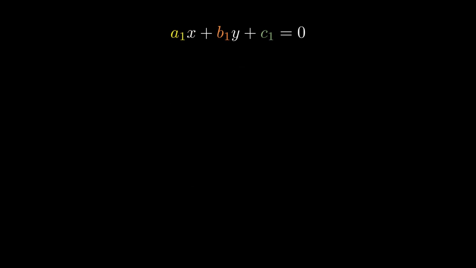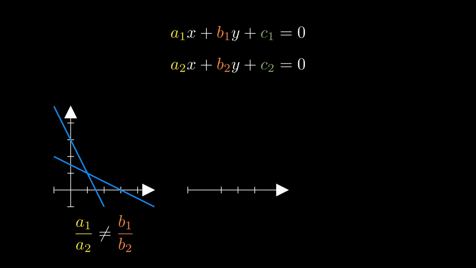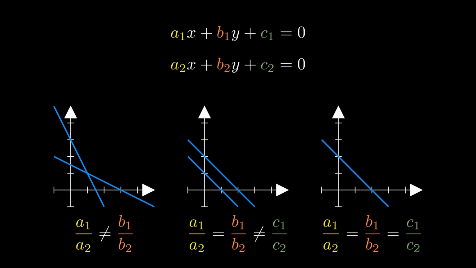When solving a system of linear equations, there are three possible cases. When a1 over a2 is not equal to b1 over b2, we get a pair of intersecting lines. When a1 over a2 is equal to b1 over b2, but is not equal to c1 over c2, we get a pair of parallel lines. When a1 over a2 is equal to b1 over b2 is equal to c1 over c2, we get coincident lines.